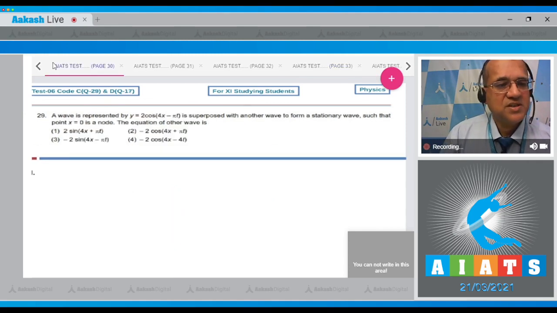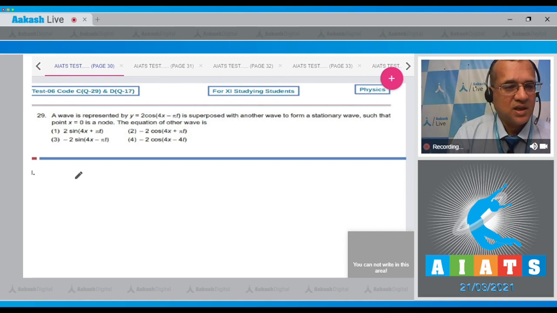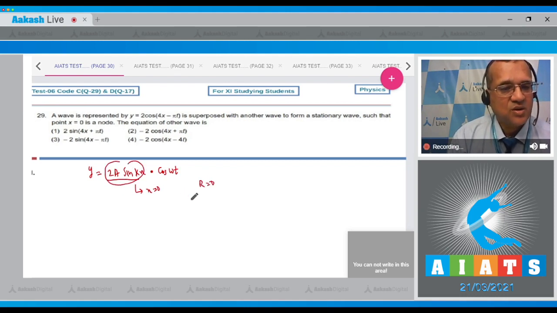The next question: a wave is represented by y equal to 2 cos of 4x minus pi t. It is superimposed with another wave to form a stationary wave such that the point x equal to 0 is a node. Then what is the equation of the other wave? Now see, if you want there to be a node, then your equation should be like this, sine or cos of omega t, whatever. At x equal to 0, the amplitude becomes 0. That is required, so that x equal to 0 is a node.